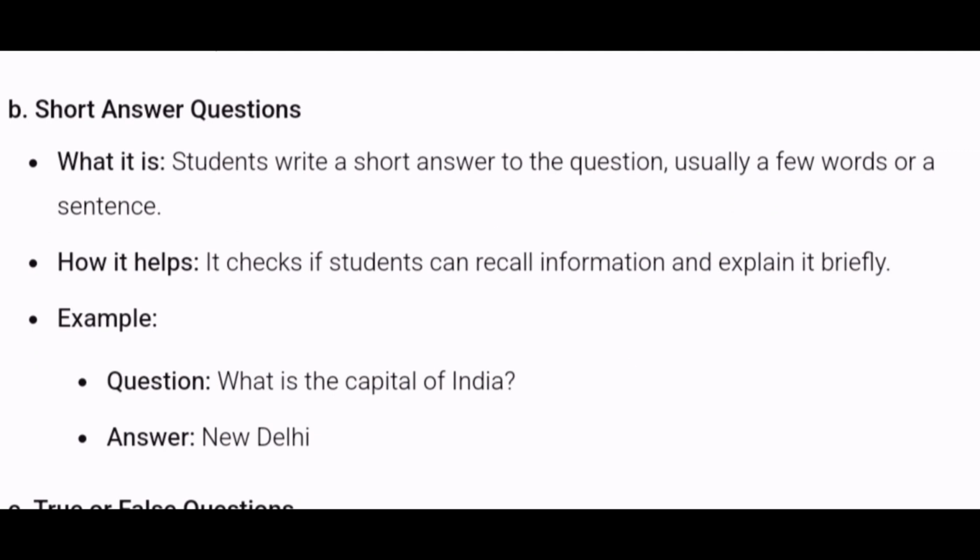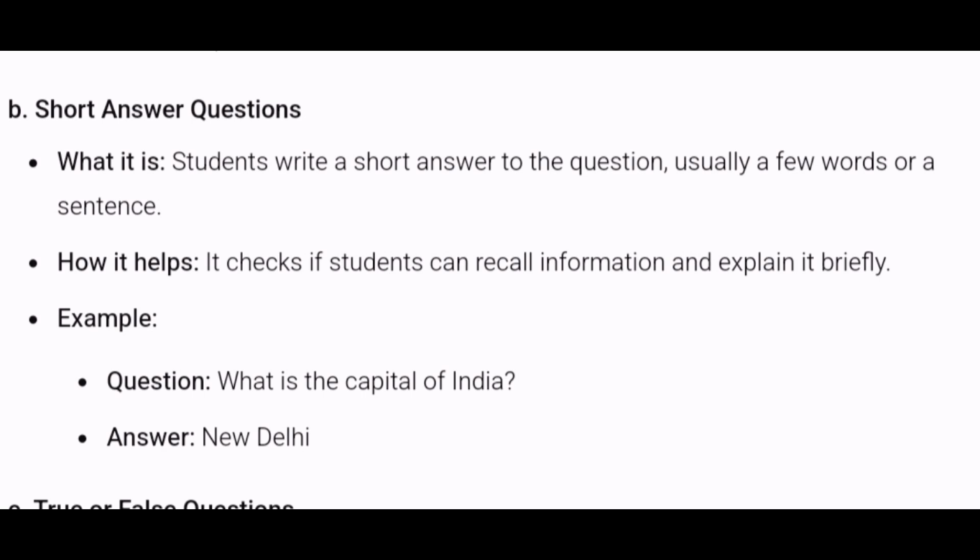Short answer type questions. Students write short answers to the questions, usually a few words or a sentence. How does it help? It checks if the students can recall information and explain it briefly. Question: what is the capital of India? New Delhi. So now you see short answer type questions, you give it for 1 mark, you give it for 2 marks, right?